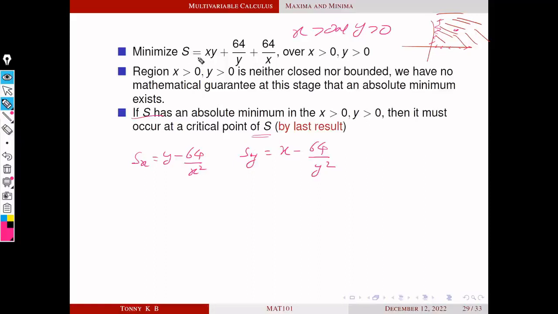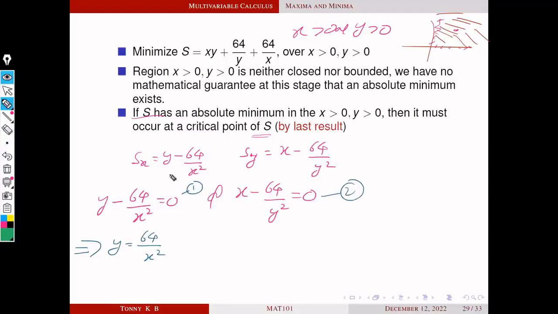So we are going to consider the derivatives. What is the derivative of S with respect to x? That is y minus, this term becomes 0, and this is 64 by x square. Similarly Sy, the derivative of S with respect to y, is x minus, this term is minus 64 by y square, and this becomes 0. Next we have to equate these two to 0 and solve.